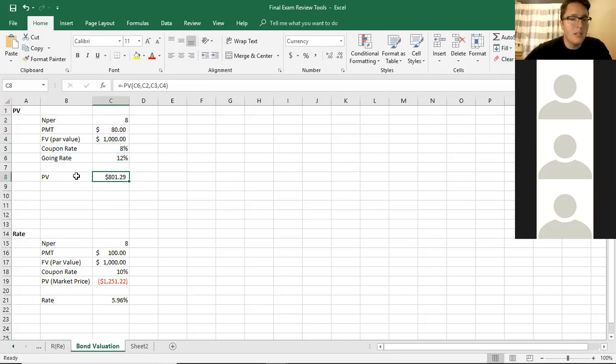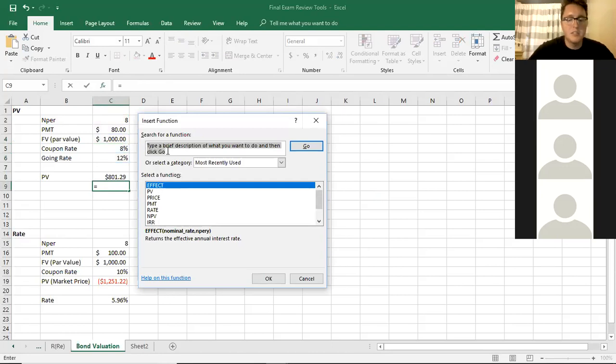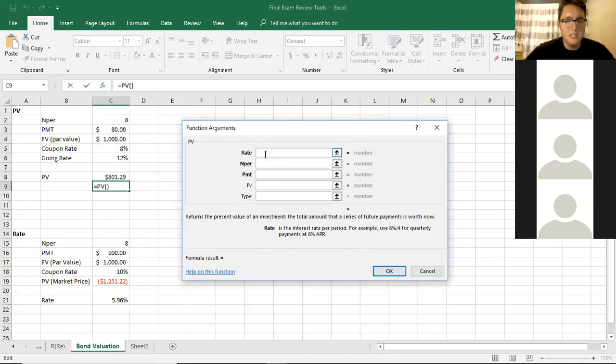And if you know how to put that in, you can just hit equals and do present value, PV. Or you can click on this insert function here and then look for PV. You can search present value and it will bring it right to the top of my list. And I click on it and then it will even pull up this box that tells me. And then I can go rate. So here's my rate right there. Number of periods is 8. The payment amount is $80. And the future value is $1,000.